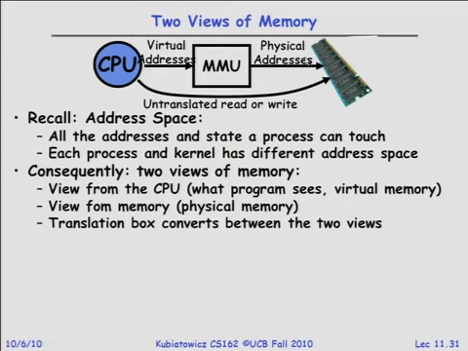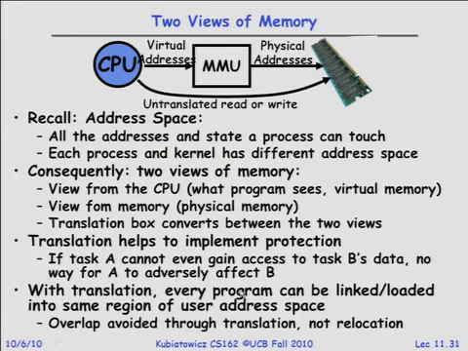Translation is going to help us for lots of reasons. It's going to help implement protection, as we've talked about, because if task A can't be mapped to the same memory as task B, then there's no protection problem because they can't overwrite each other. And the other nice thing is, with translation, we can make sure that everybody is linked exactly the same way to the same address space. So you always start at address 0.